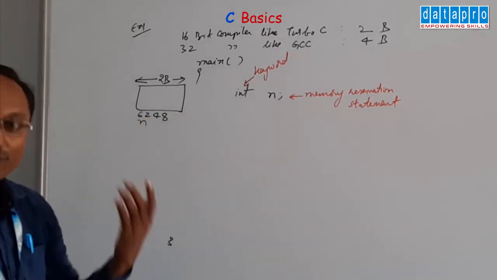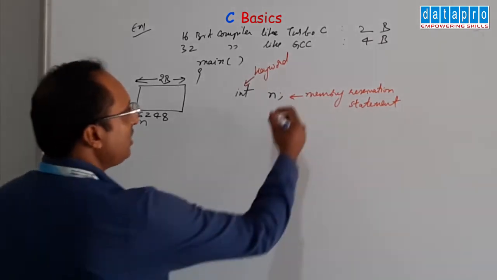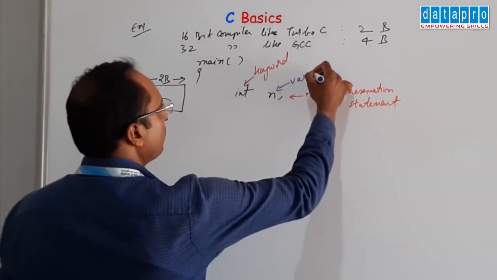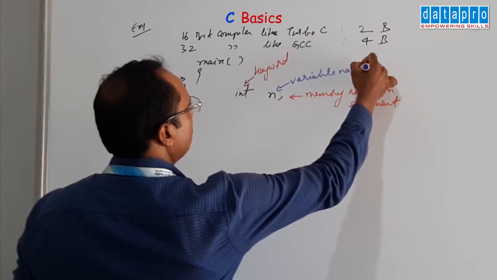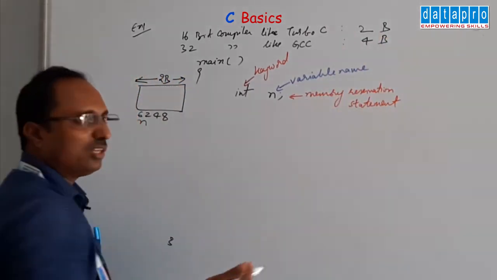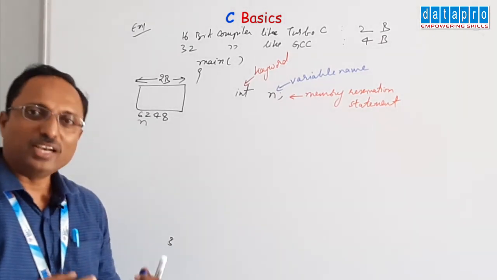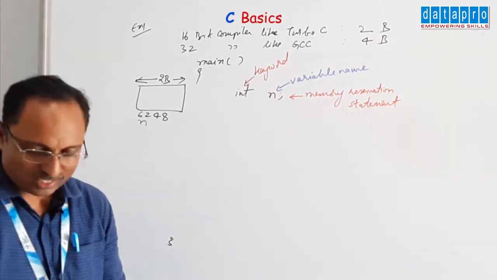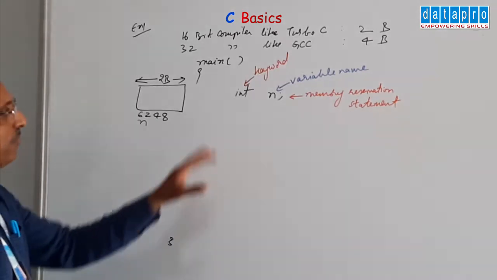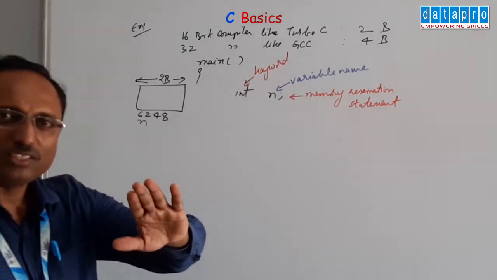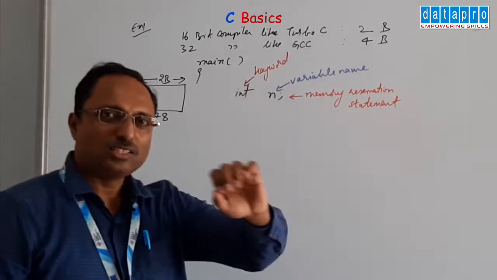Now, what is n? It is known as a variable name. n is known as a variable name. It means what? A name given to a memory location. What is a variable name? It is nothing but a name given to a memory location. That's it. So, the memory reservation statement is completed.